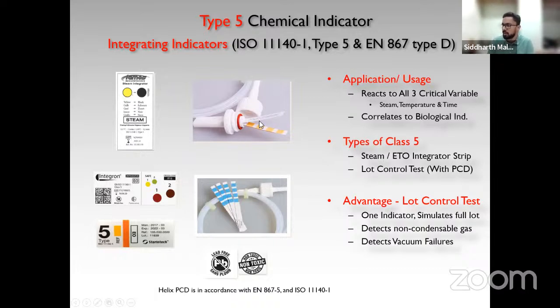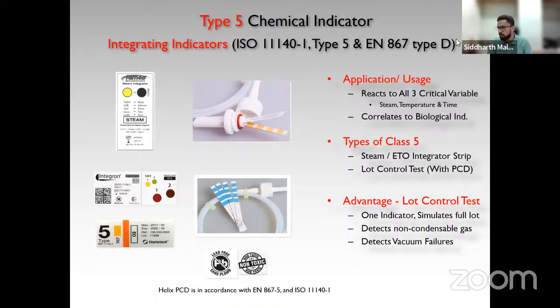Another type 5 indicator is called a BMS device, which is called a batch monitoring system. So now consider that this is a package indicator which you have to place inside each and every drum and tray which is going inside your autoclave. So if there are 10 drums which have gone inside your autoclave at one cycle, 10 indicators are going to be required to be placed inside each and every drum. So 10 indicators are going to be used.